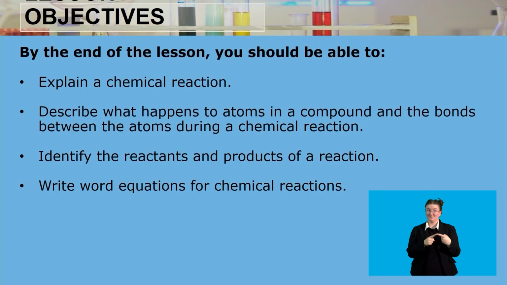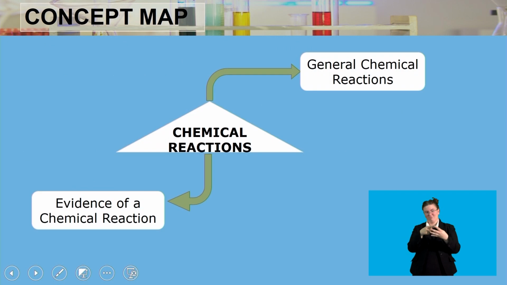Firstly, you need to be able to explain a chemical reaction. Also, you need to be able to describe what happens to atoms in a compound and the bonds between the atoms during a chemical reaction. Furthermore, you should be able to identify the reactants and products of a reaction. And then lastly, be able to write word equations for chemical reactions. So this is what I want us to achieve by the end of the lesson.